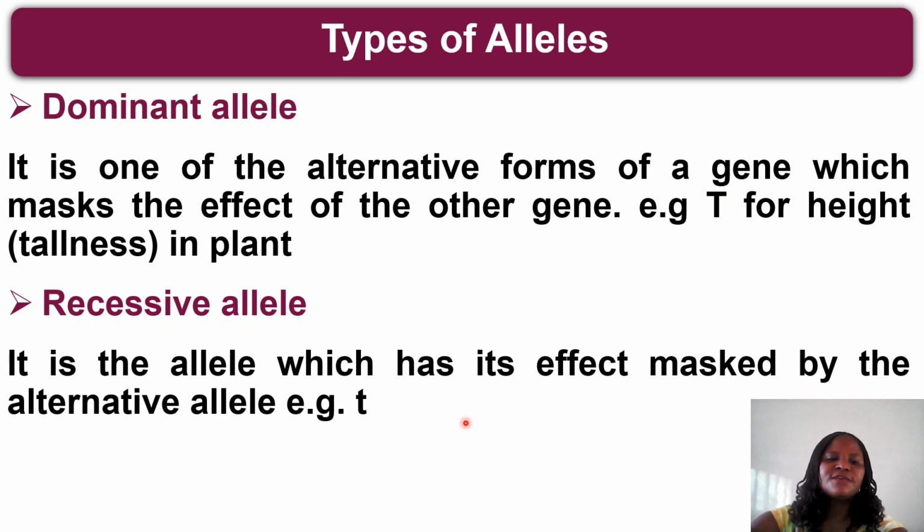Then the recessive allele is an allele which has its effect masked by the alternative allele. So the effect is masked by the dominant allele. So we have the small t to represent the recessive allele when it comes to the gene for tallness or the height in plants.